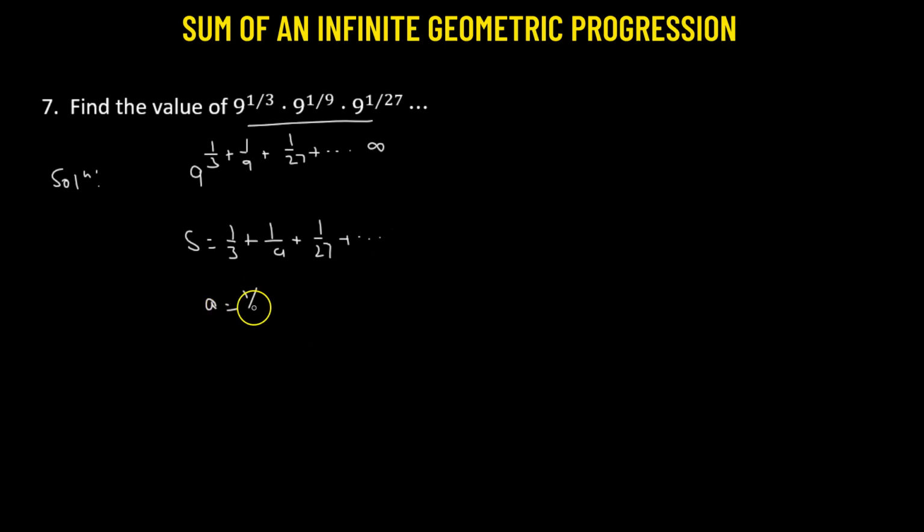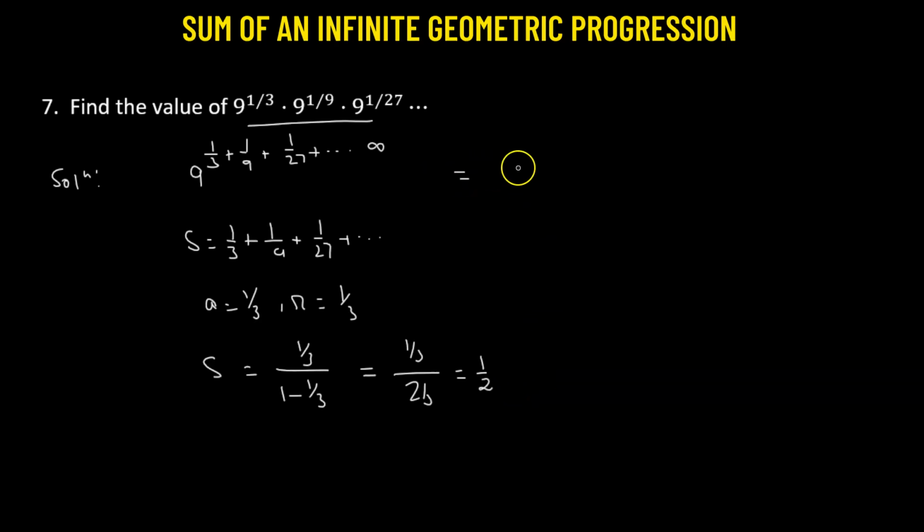So here, the first term is 1 over 3. The common ratio is 1 over 9 divided by 1 over 3. So that's also 1/3. So our sum is going to be equal to 1 over 3 divided by 1 minus 1 over 3, which will be equal to 1 over 3 divided by 2/3, which is going to give us a value of half. So our sum is half. Now that means our entire expression can also be expressed as 9 raised to the power of 1 half. So the square root of 9 is equal to 3. So hence we can say that 9 raised to the power of 1/3 times 9 raised to the power of 1/9 times 9 raised to the power of 1/27, this product is equal to 3. So let's move on to the next problem.